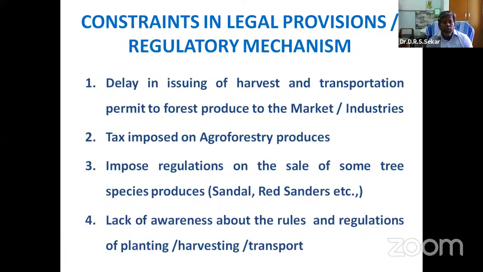Number two is the tax imposed on agroforestry products. Again, these are value-added products. They want a kind of tax exemption as in the case of other agricultural crops. They want to get this kind of thing.